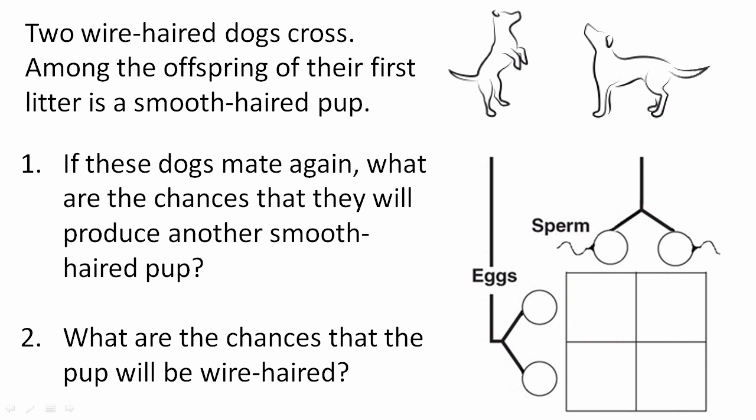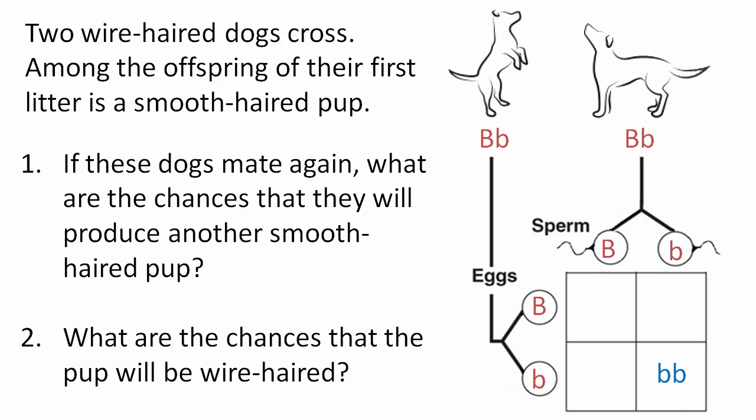So how about this one? We have 2 wire hair dogs, so they both express the dominant, and as they cross, their offspring is a smooth-haired pup. So let's fill in what we know. We know that they're wire hair, but I don't know what their genotype is. I just know that they have a big B. They also have a homozygous recessive puppy because that's what smooth hair means. So how is that little b showing up in the Punnett Square unless the parents are big B, little b?